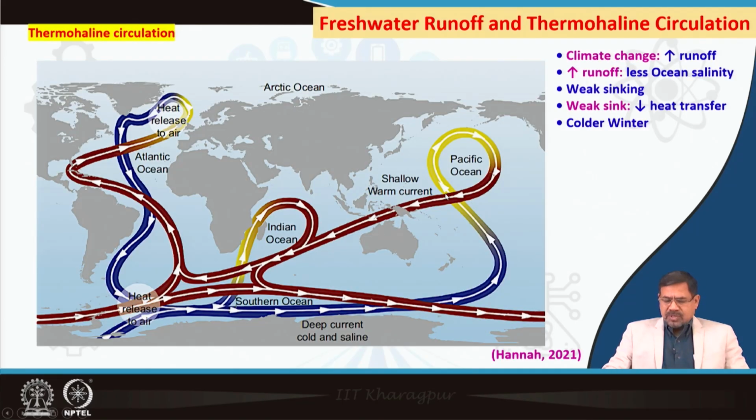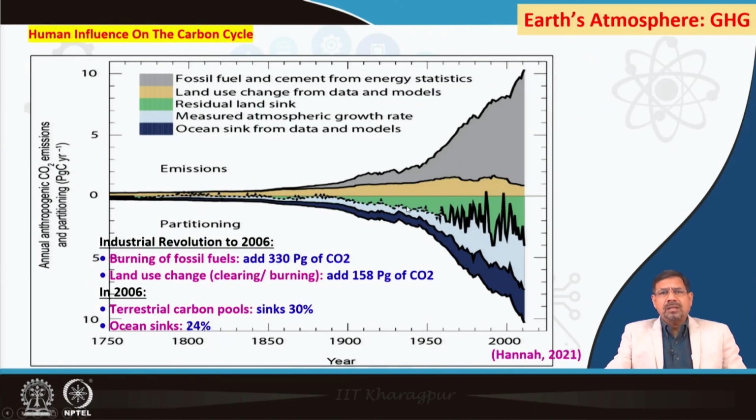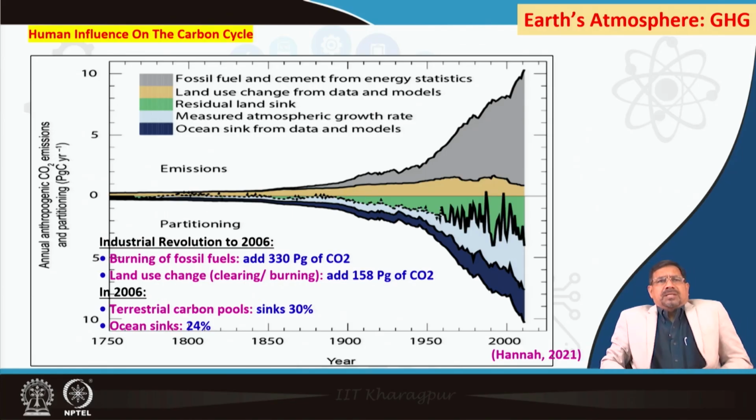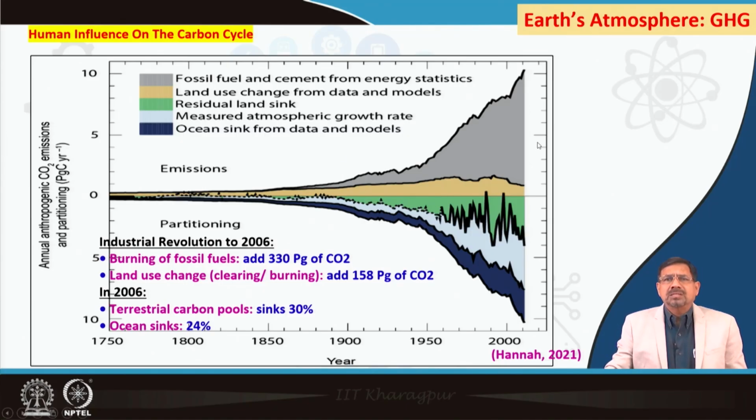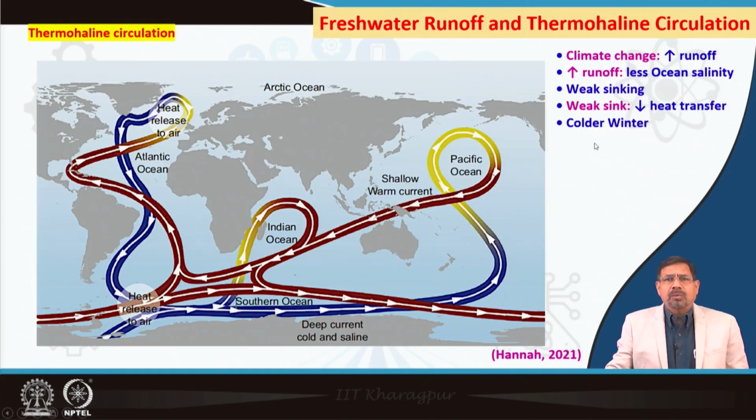Now, on the lower side, in terms of the sink, the lower is the sink by ocean, this one is the measured atmospheric growth rate, and the green one is the residual land sink because of deforestation and alteration in terms of albedo. So, this slide very well indicates, or convinces us, that human influence on the carbon cycle, or in general on greenhouse gas emission, is more prominent.